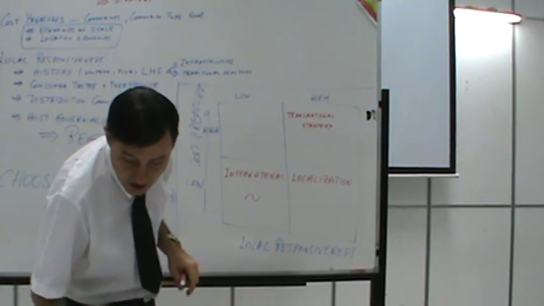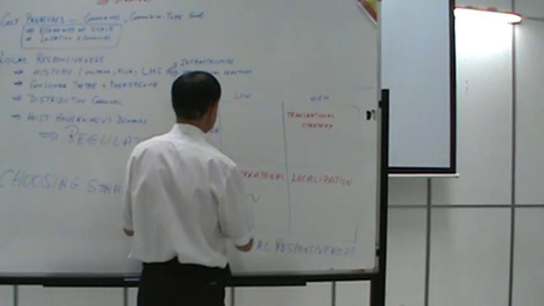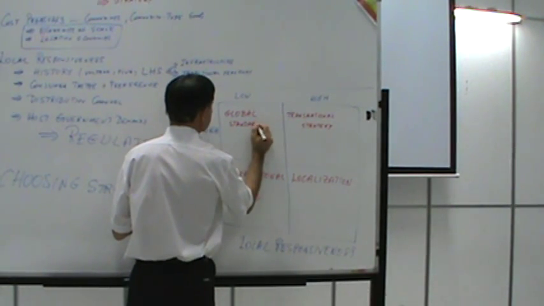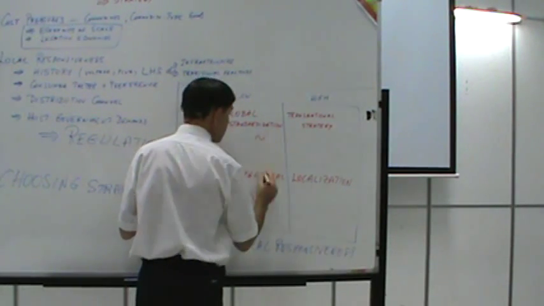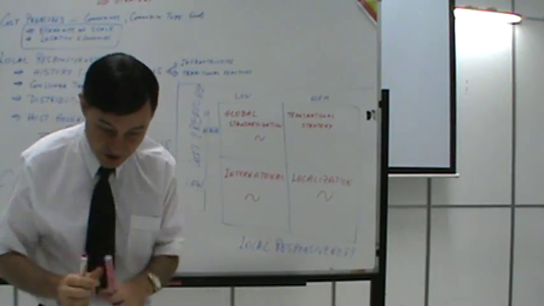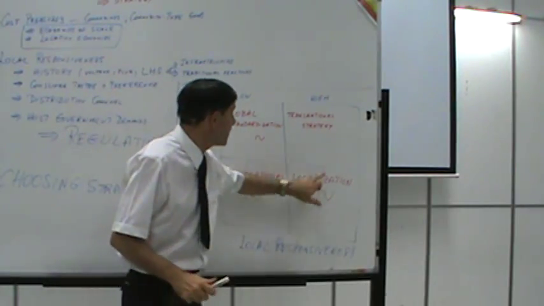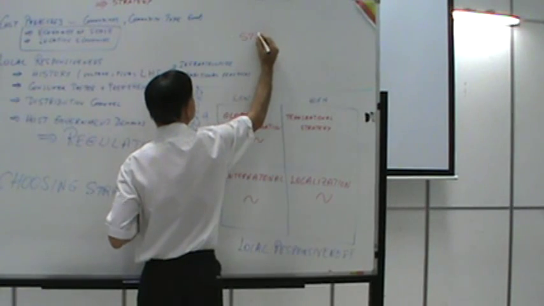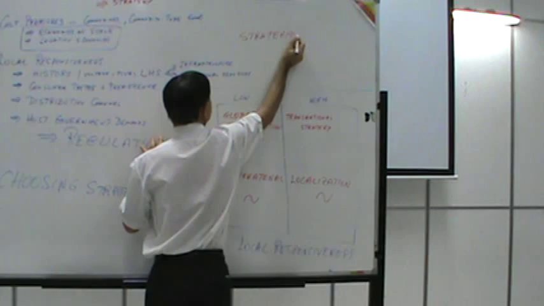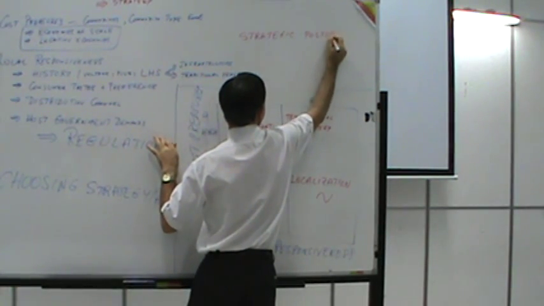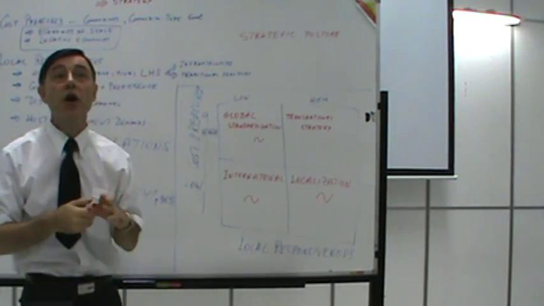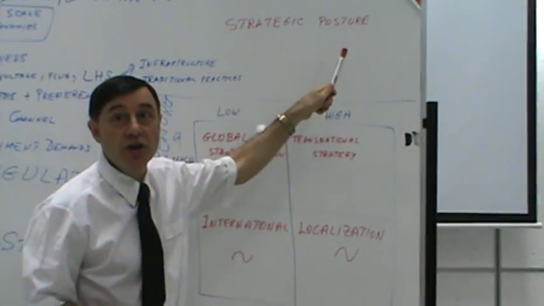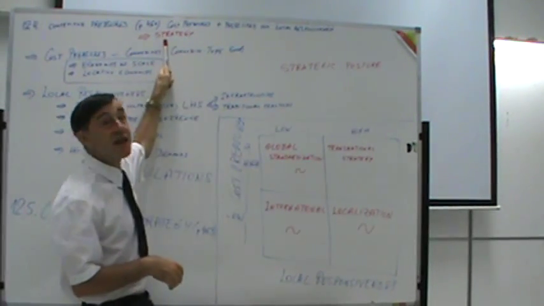And the last strategy over here is called global standardization strategy, and localization strategy. These four we call strategic posture. So basically, the cost pressures and responsiveness will determine your strategic posture, which is a more precise way of saying strategy, okay?